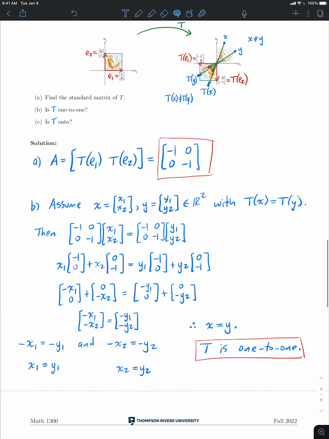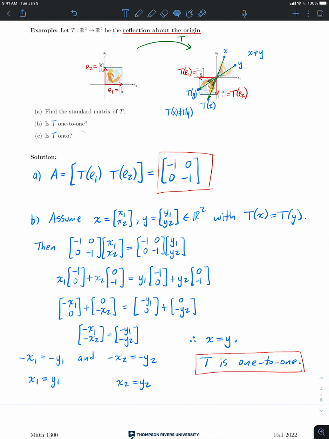All right, so the last part of our problem to consider is whether T is onto. What that's really asking is: is it true that every vector in the codomain of T appears as an output value? In other words, does every vector in the codomain appear as an output vector when you plug in some particular value in the domain? How do you answer a question like that?